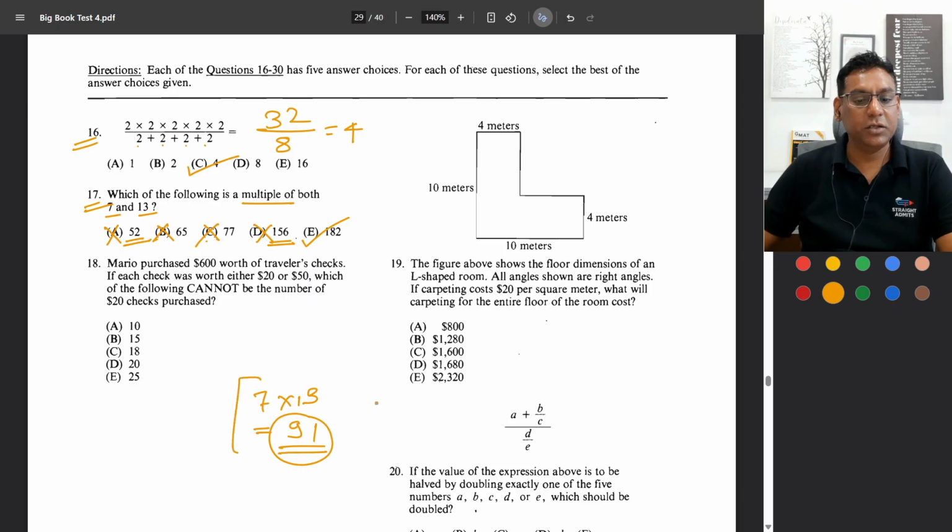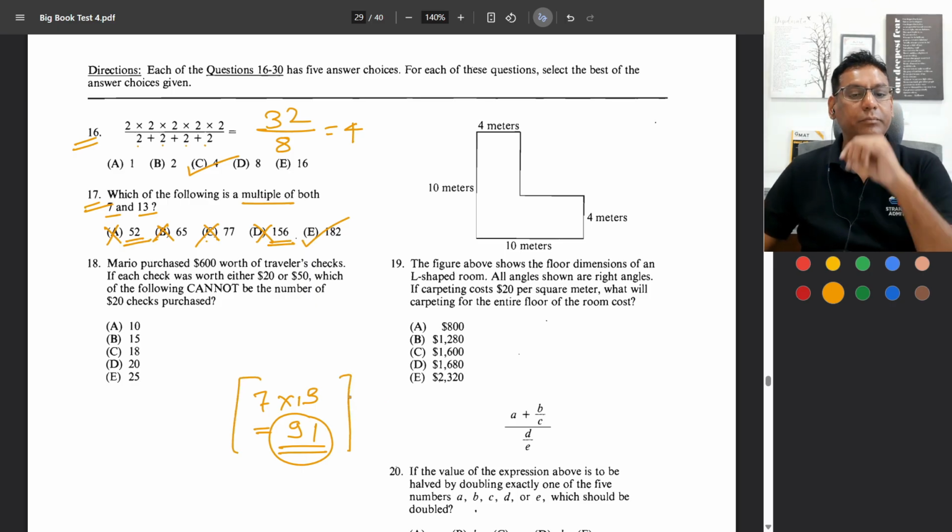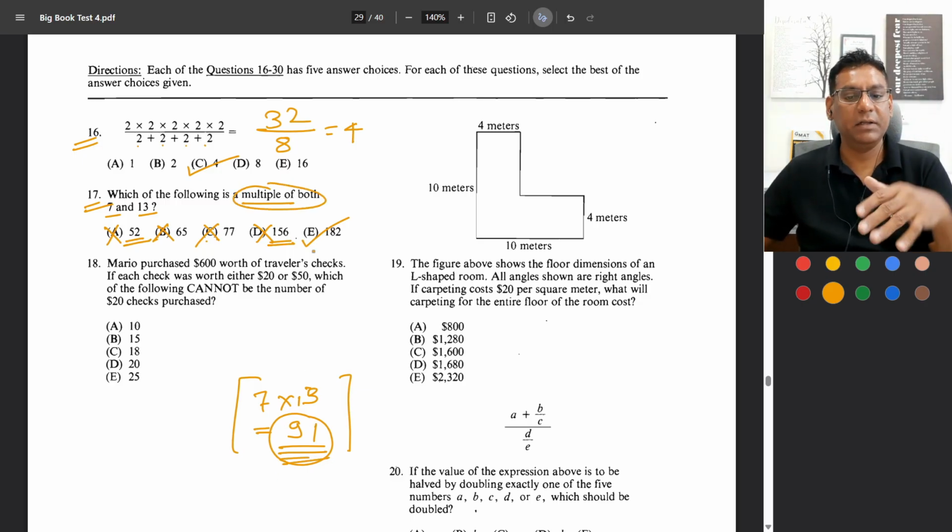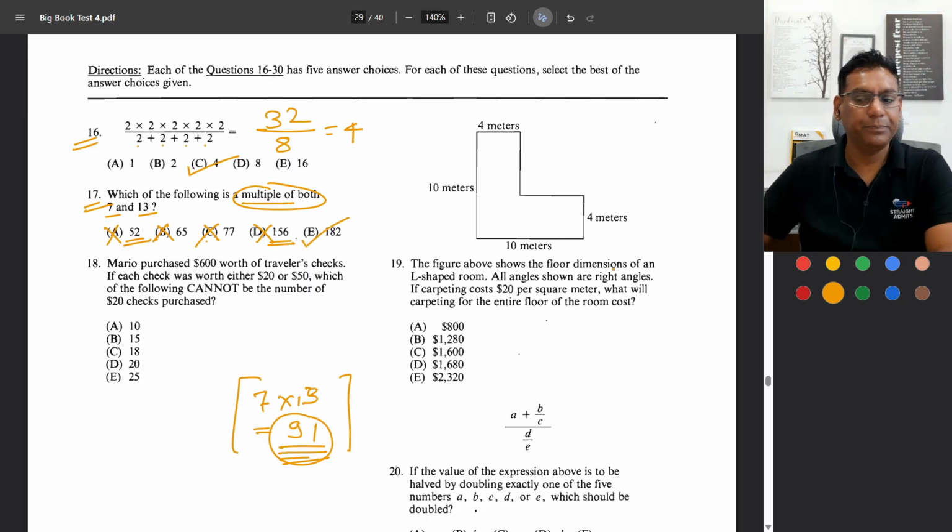But the easier logic, the sort of the correct math logic, is to find out the LCM and know that a number that's a multiple of both will have to be a multiple of 91. There's only one number that's a multiple of 91. So that's answer choice E.